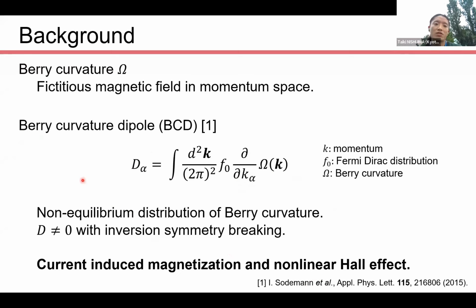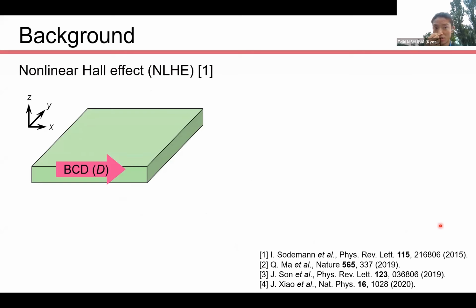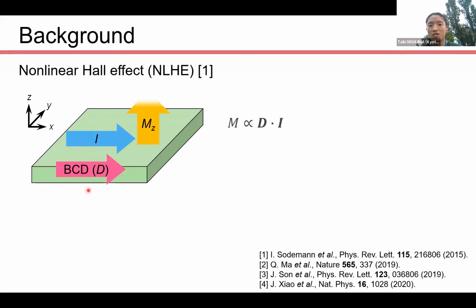In the presence of a Berry curvature dipole, BCD, you can expect current-induced magnetization and a nonlinear Hall effect in this material. I'd like to now explain what the nonlinear Hall effect is and how it occurs. When the material has a Berry curvature dipole and you apply charge current along the Berry curvature dipole direction, it can induce out-of-plane magnetization, which has a linear relationship to D and I.